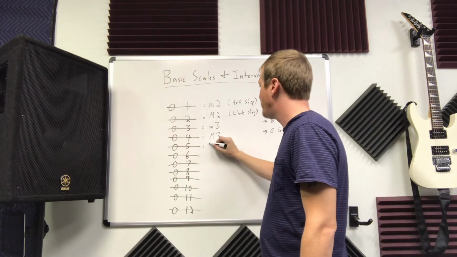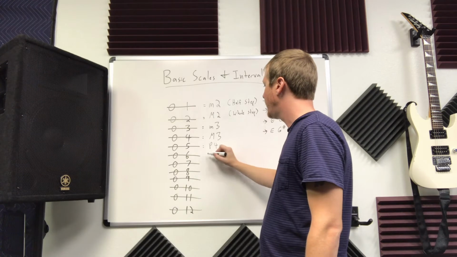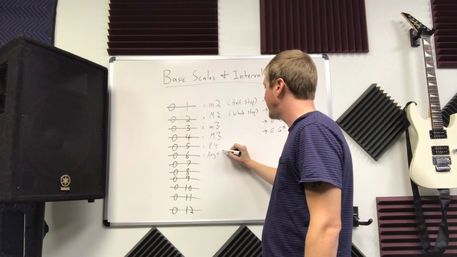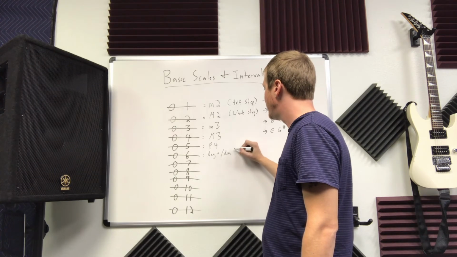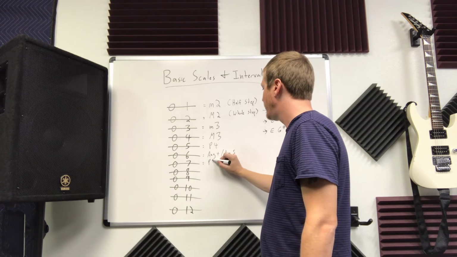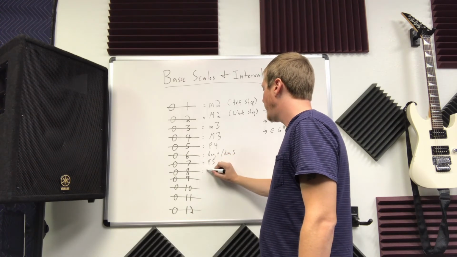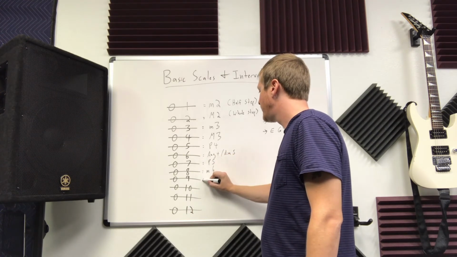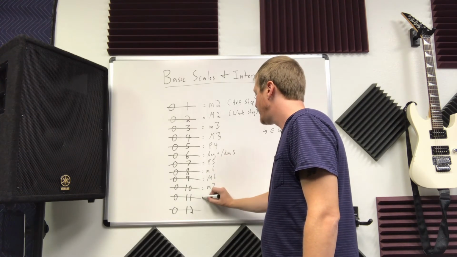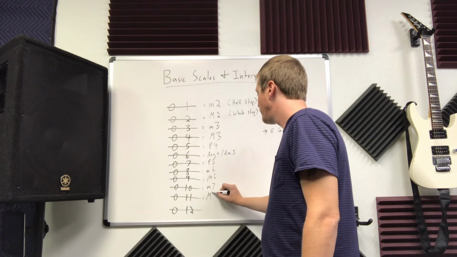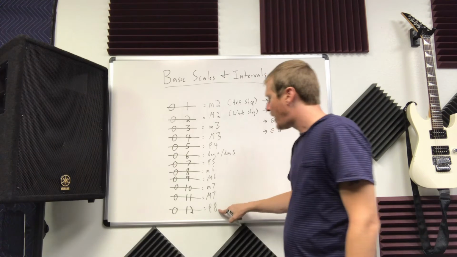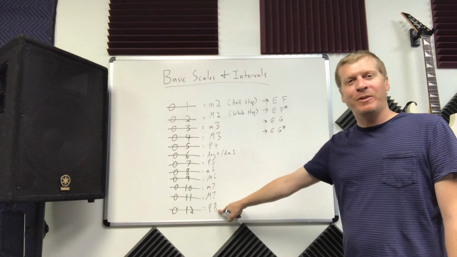And here we have a perfect fourth. Okay? Here we have an augmented fourth. We'll talk about that in a second, or diminished fifth. Here we have a perfect fifth. Here we have a minor sixth, major sixth, minor 7, major 7, and octave 8. P8 means perfect octave.